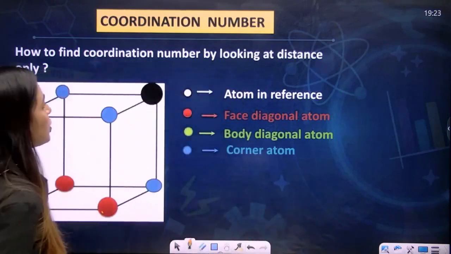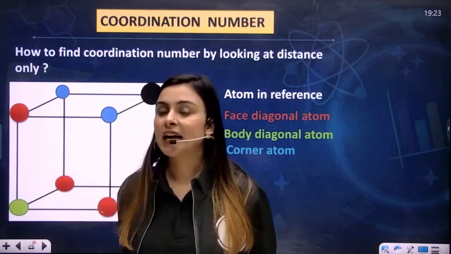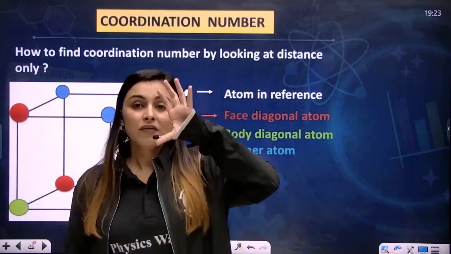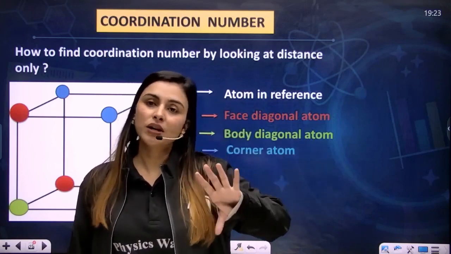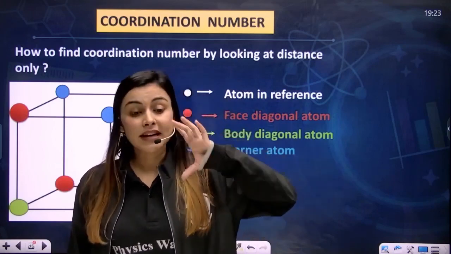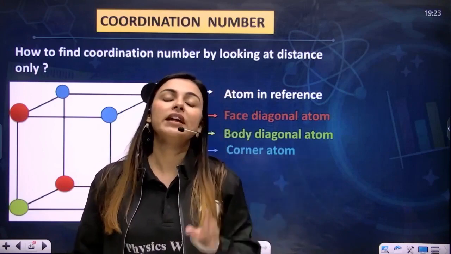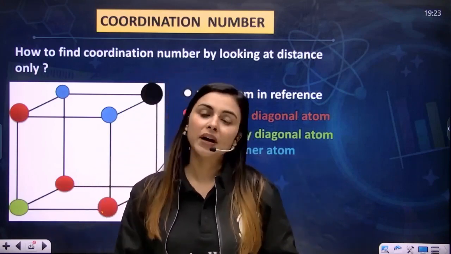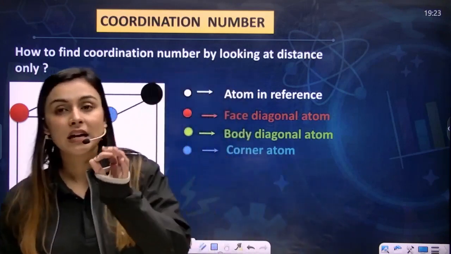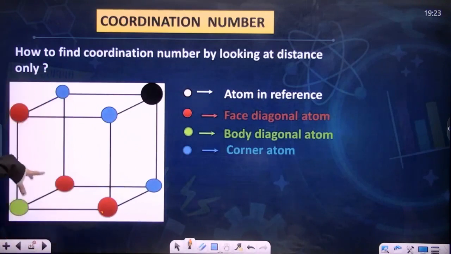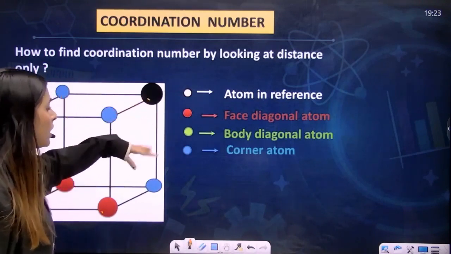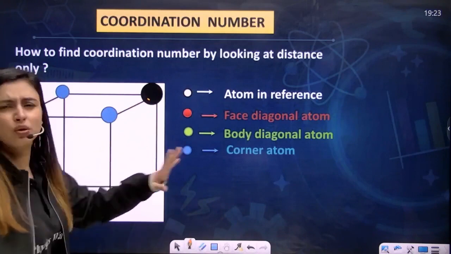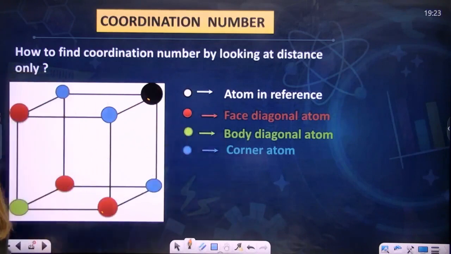How to find the coordination number just by looking at the distance. You only have to find out the closest distance at which you want to find the coordination number. If you correctly calculate the distance, you'll very easily calculate the coordination number as well. How is that? Now just see. Okay, so this is your atom in reference. Rest are your face diagonals, and if you don't understand this, it's fine. I'll just make you understand.